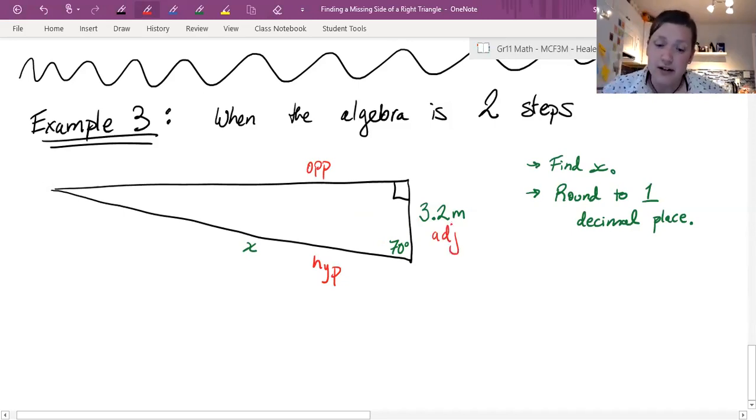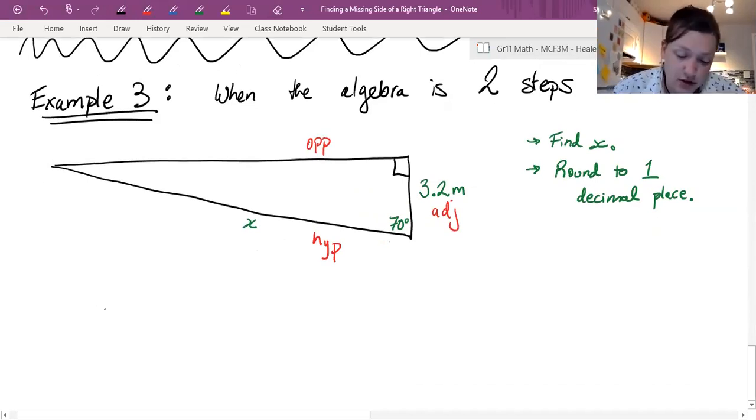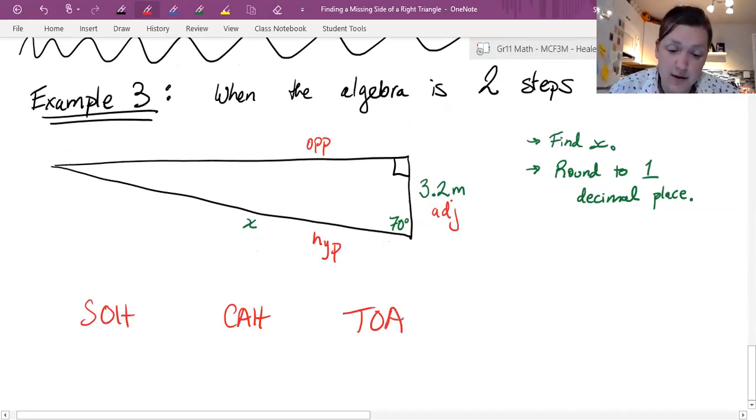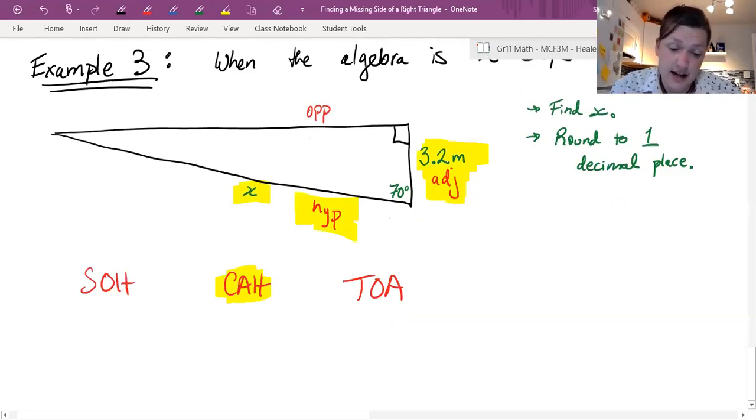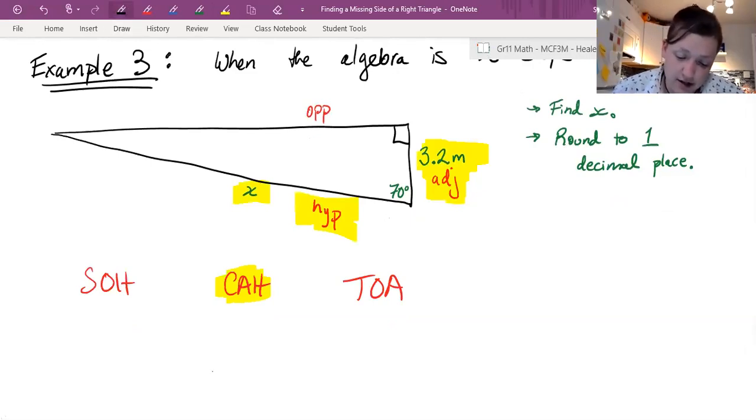Now we need to figure out which of the three trig functions we need. So remember SOH CAH TOA. So we think about, okay, which side are we looking for? So we're looking for x, which is our hypotenuse side, and we have the adjacent side. So we need to look for something that has hypotenuse and adjacent. So that is cosine, which has adjacent and hypotenuse. So then we just set up our equation here.